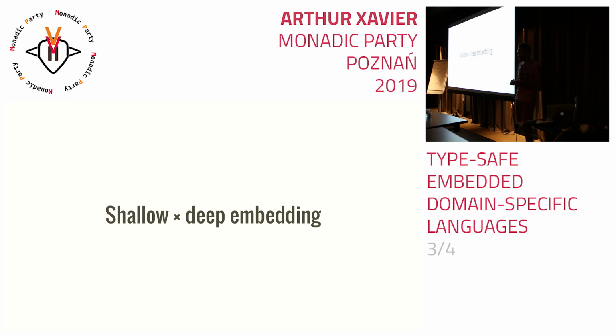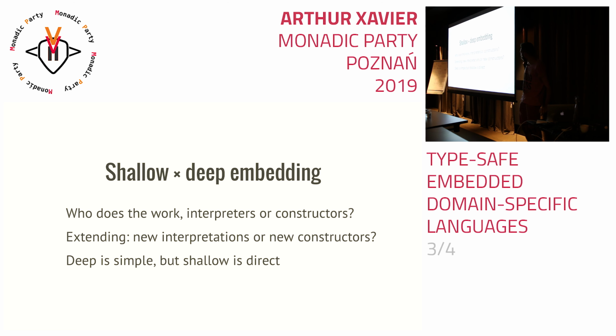So there are two basic techniques for embedding languages inside other languages, and that's shallow and deep embedding. We have already seen those in the previous session, but we've never discussed them thoroughly. First of all, the difference between both is who exactly does the job of lifting stuff inside our DSL. Is it the syntax or the semantics, the interpreters or the constructors, the combinators, the primitives? There is also a difference in extending our DSL. What exactly do we need to extend in order to extend our language? Do we need to add new interpretations or new constructors?